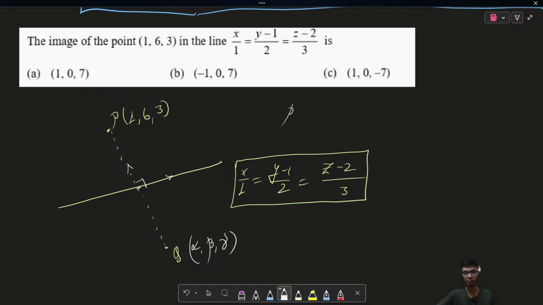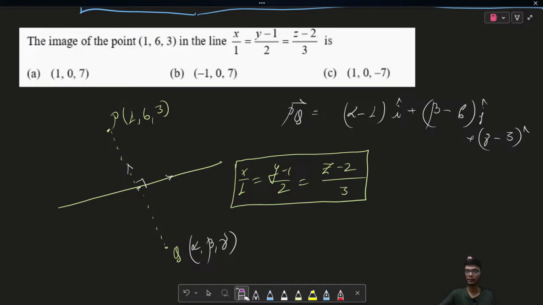So if I try to form my PQ vector, that will be easily obtained as alpha minus 1 i cap plus beta minus 6 j cap plus gamma minus 3 k cap. Alright, so this is how I will obtain my PQ vector.